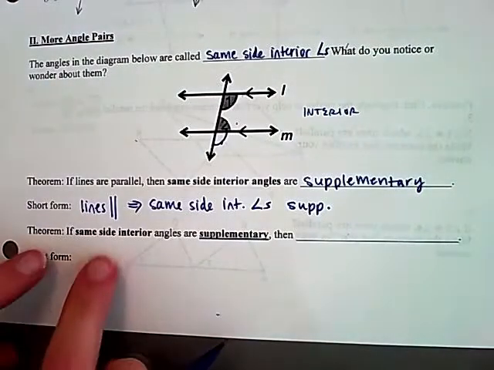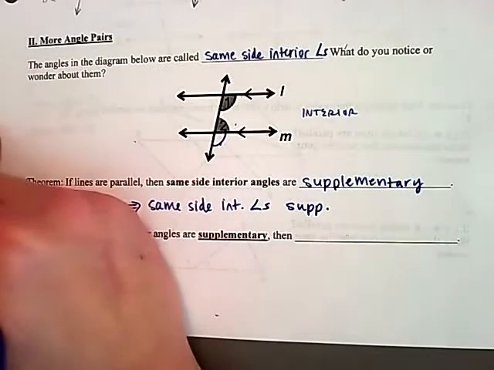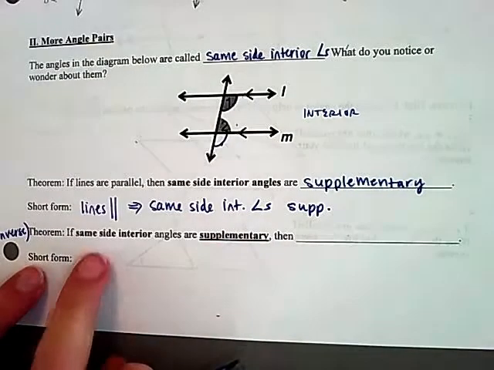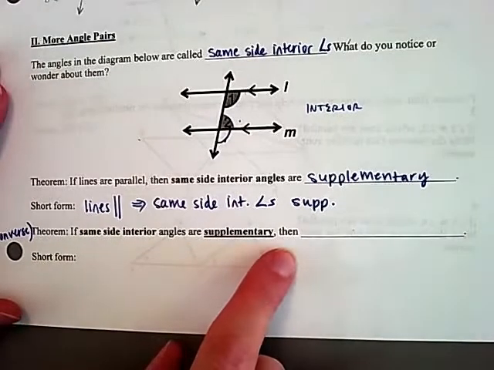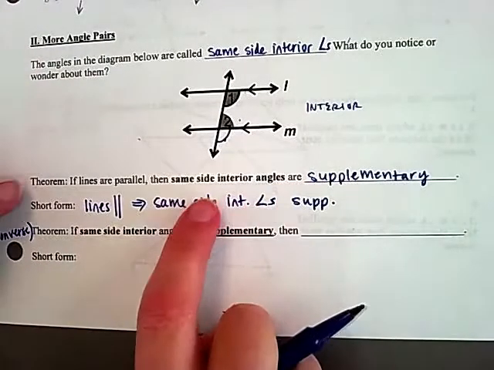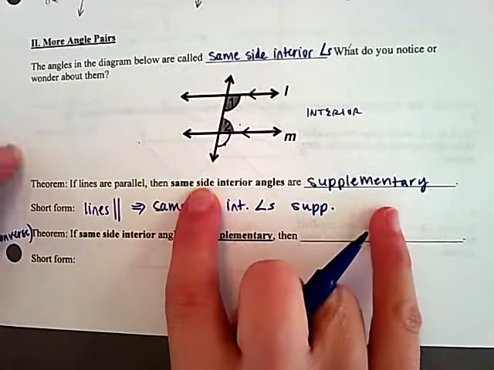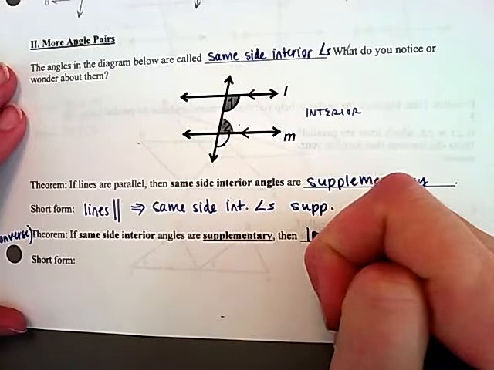And then the second theorem is the converse of the first. This is what I was mentioning about going in the opposite direction. It says if same side interior angles are supplementary, then, since it's the converse, it's basically the reverse of this theorem. We're starting with the then statement here, so our conclusion should be the if statement. Then we would know the lines are parallel.